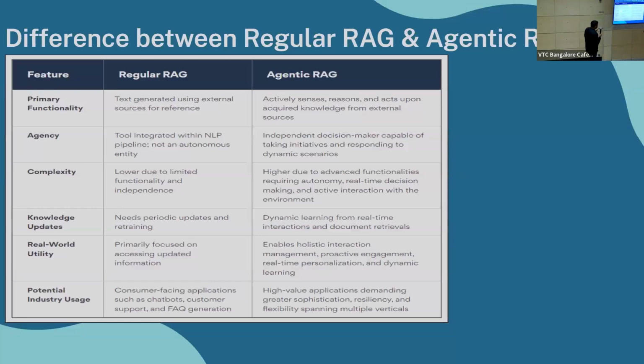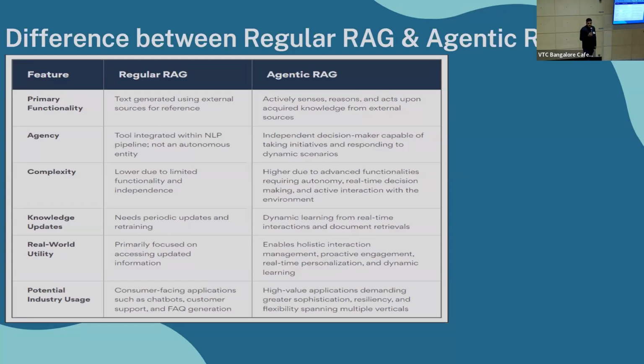In a traditional RAG, you have periodic updates and retraining, which are actually done over a period of time, not regularly. But in AgenticRAG, you have this dynamic learning, which can leverage the real-time scenarios that may have happened.